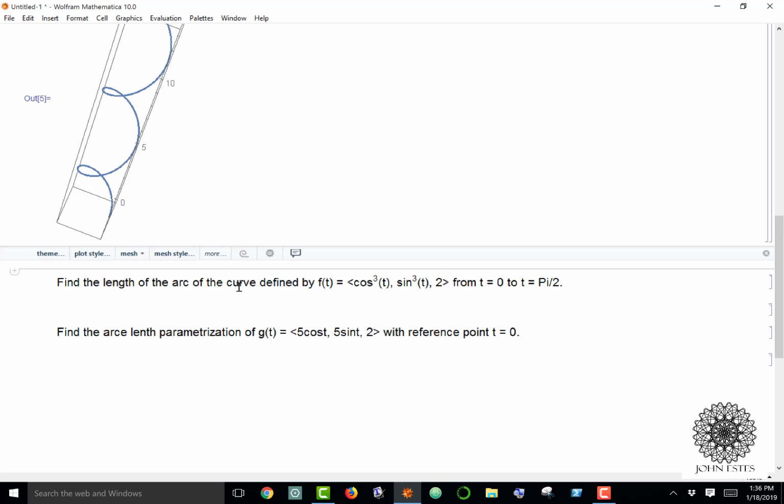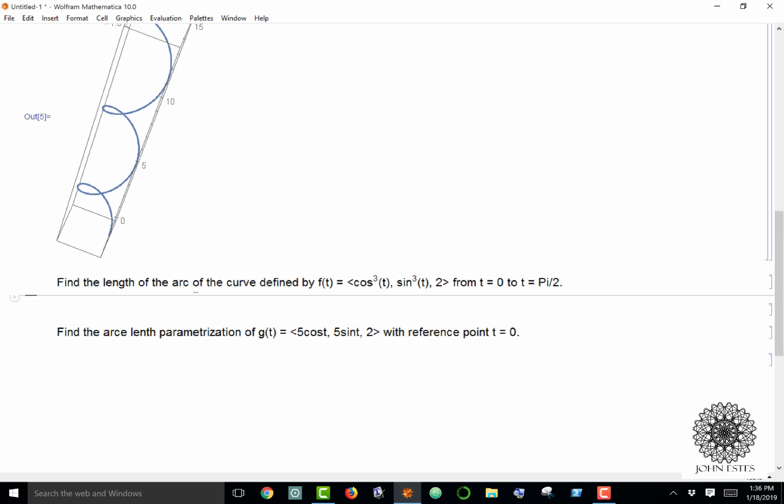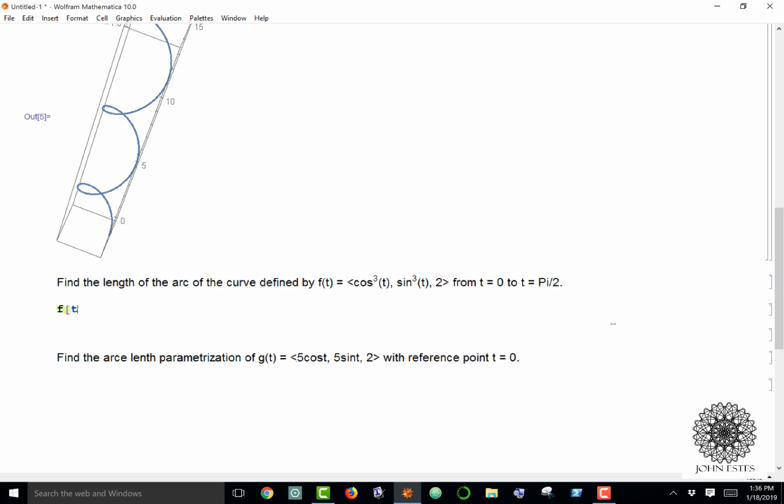Now something else we may be interested in doing is calculating the arc length of a curve. In particular, we're going to do a curve defined like this: cosine cubed t, sine cubed t, and 2, with t going from 0 to pi over 2. First of all, I'm going to define a vector function. We've already seen how to do that in Mathematica. Just make a list: cosine t cubed, sine t cubed, and 2.